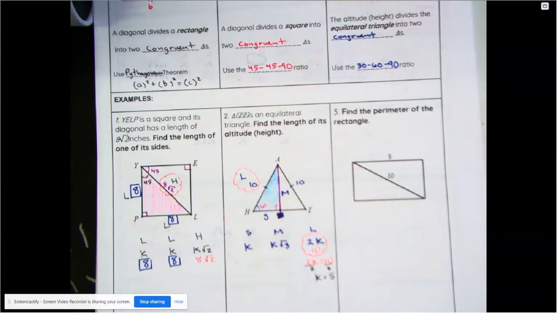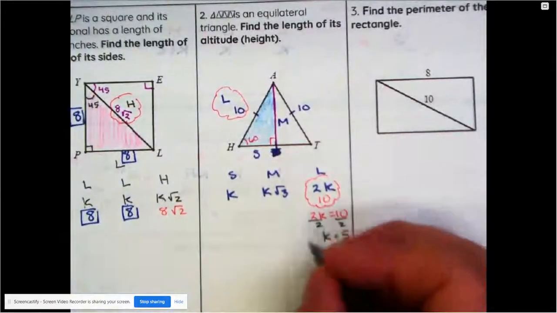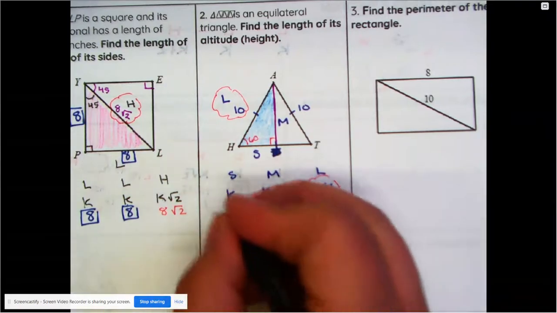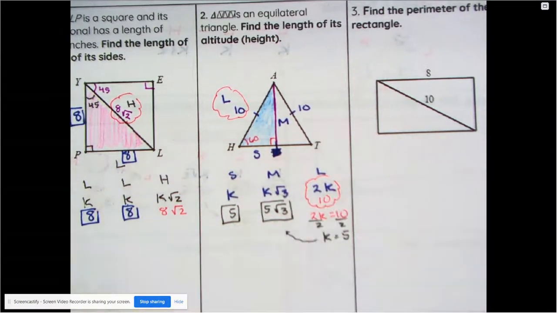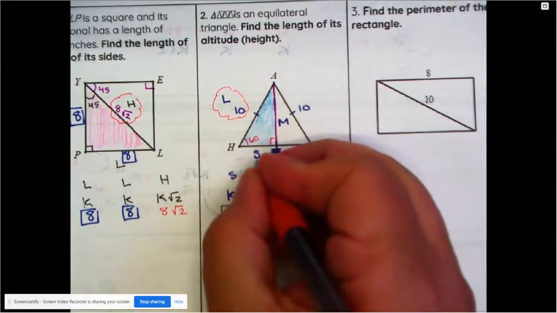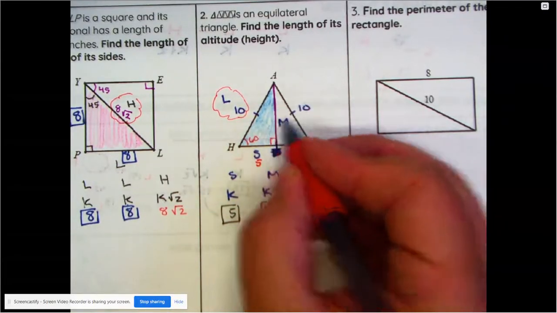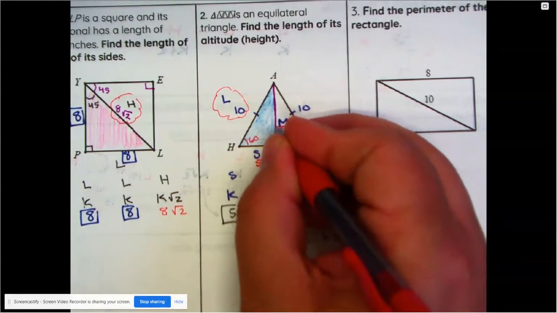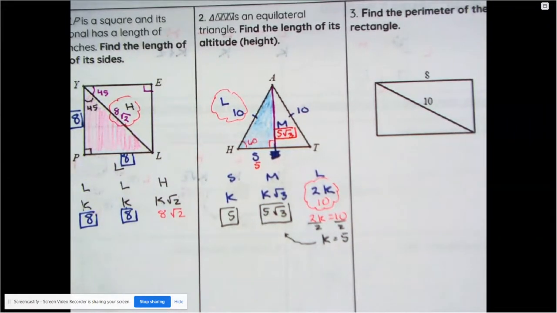So everywhere I see a K, I'm going to put a 5 in its place. I see a K, I'm going to bring in the 5. 5 radical 3. I see a K, I'm going to put a 5. So I officially have every side I want. This side right here, we now know is officially 5. But that's not the one they were asking me. Remember, they were asking me for this purple one here. Then there's my 5 radical 3. We have officially found the height that we're looking for. So again, this is how we can use these concepts to help us out.